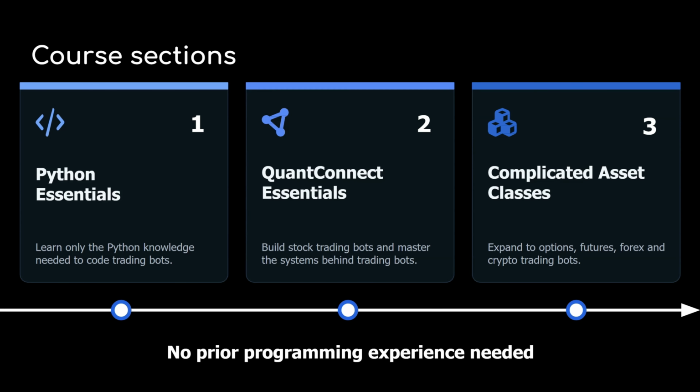There are 3 sections in this course. The first is Python Essentials, where you learn only the Python knowledge needed to code trading bots. This is where you learn to understand code. The second is QuantConnect Essentials, where you'll learn how to build stock trading bots and master the systems behind trading bots. And finally, Complicated Asset Classes, where you'll learn how to use the skills learned in the first 2 sections to build trading bots for options, futures, forex, and crypto.